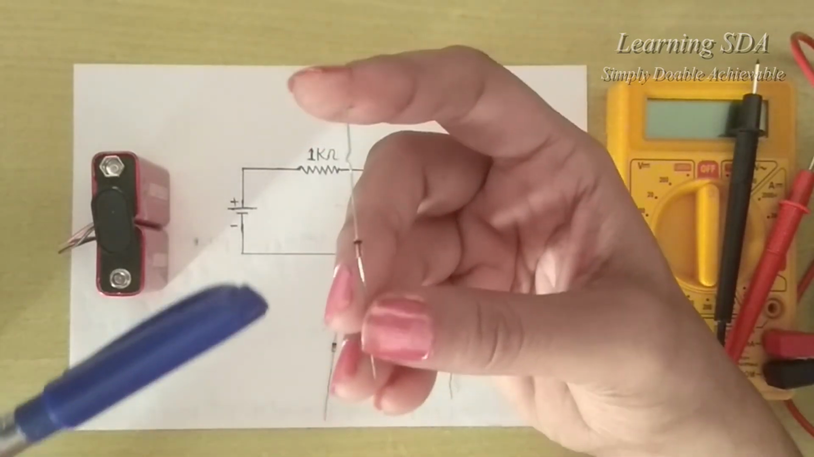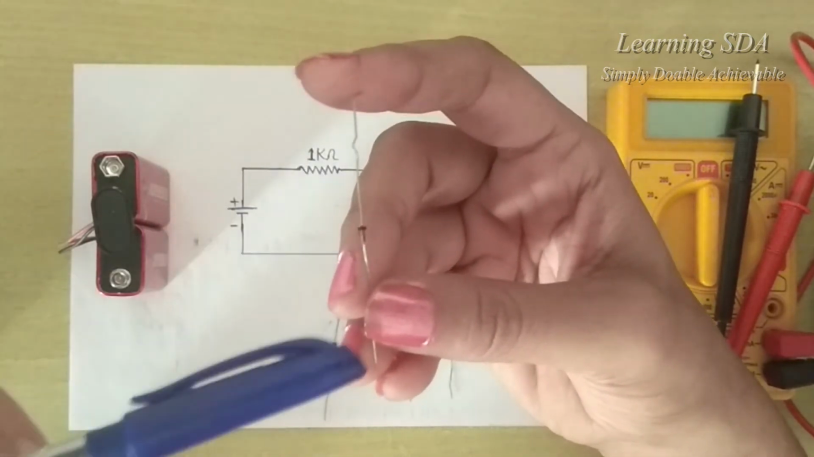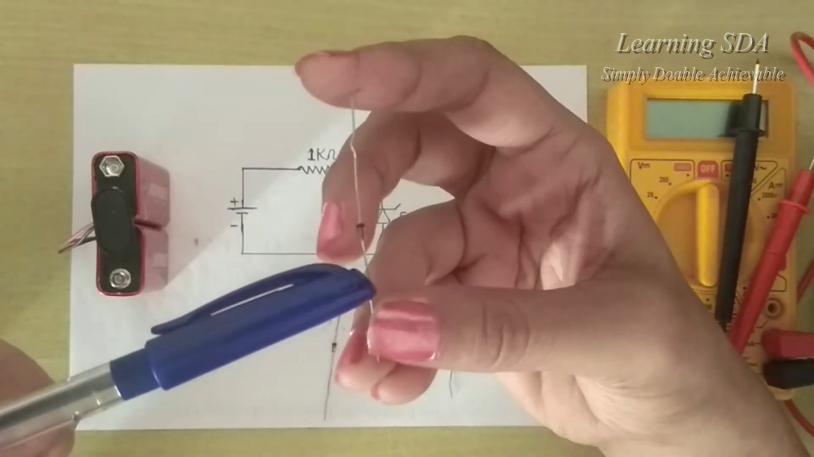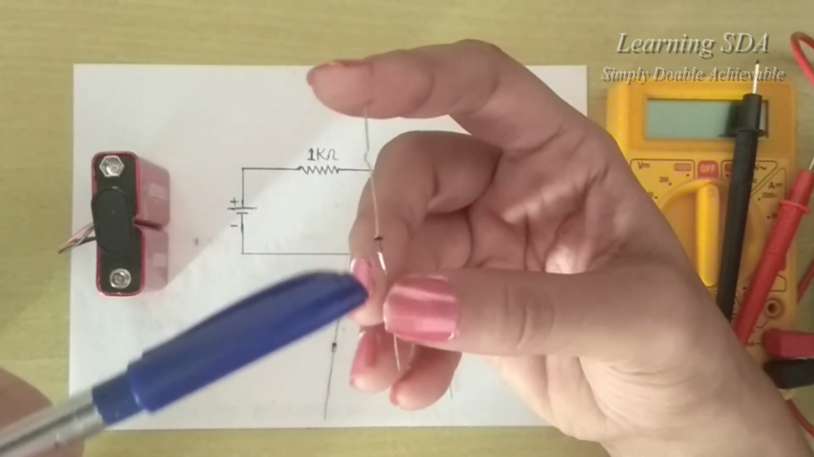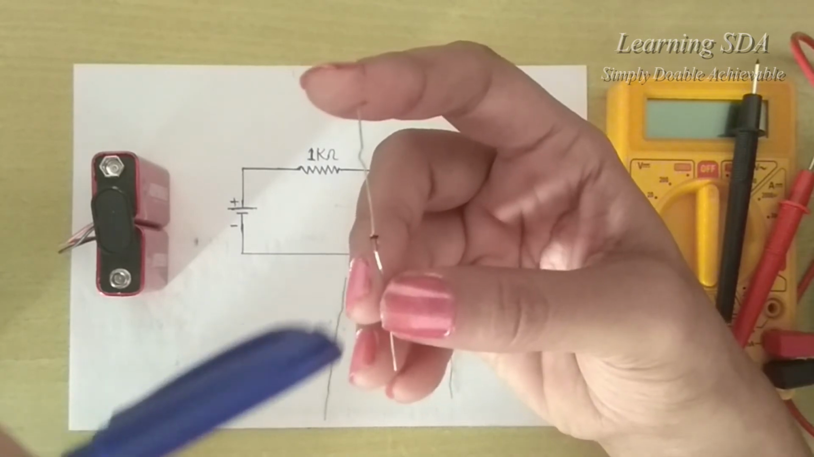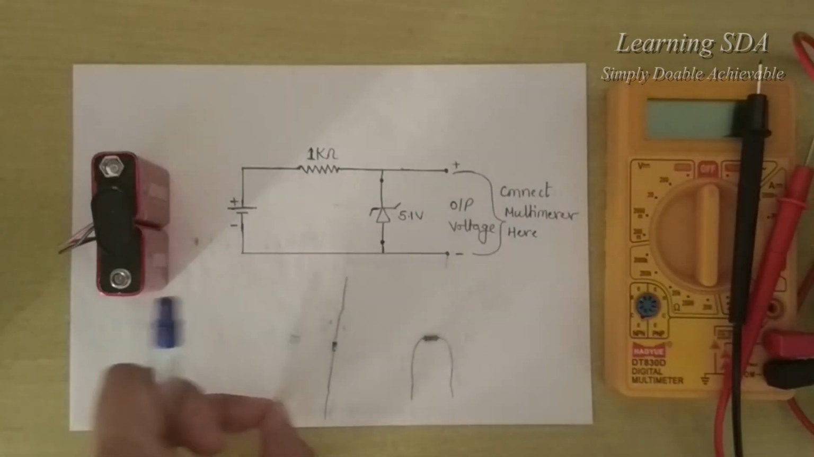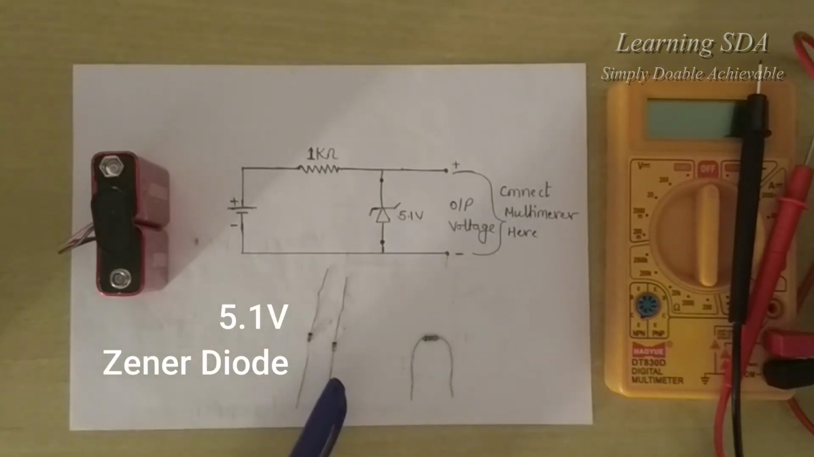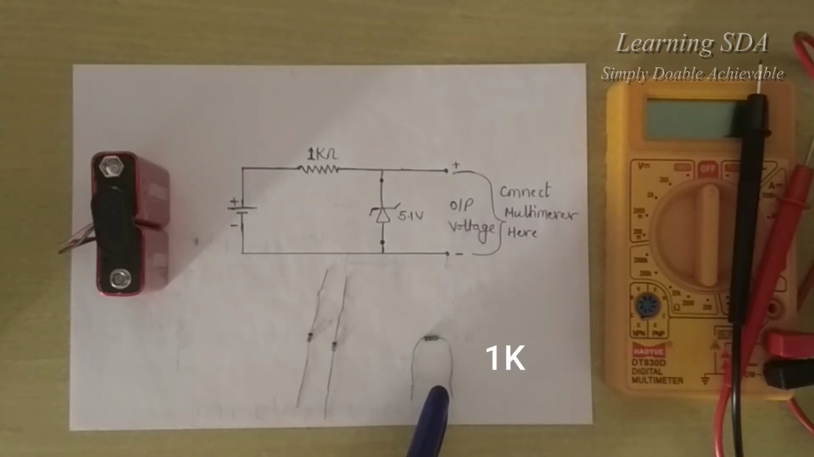So this is our Zener diode. The ring side terminal is cathode and the other terminal is anode. Its value is printed on its body. It is 5V1, that means it is a 5.1 volt Zener diode. Both the diodes are 5.1 volt Zener diodes. This is a 1 kilo ohm resistor.